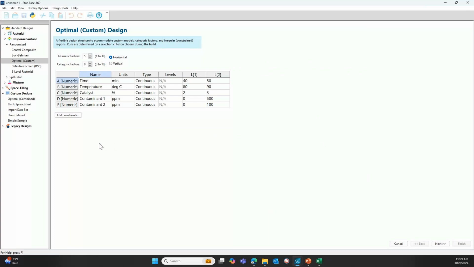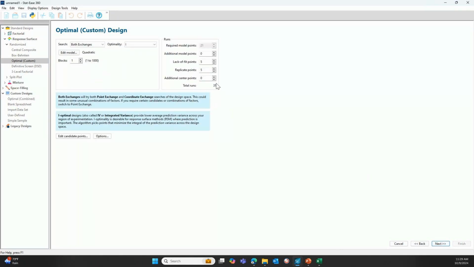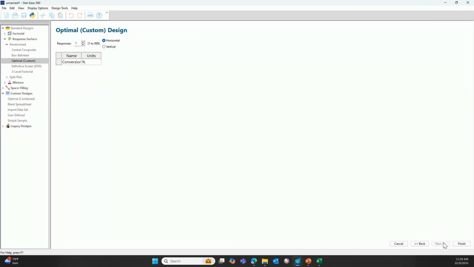So once again, it's going to be an optimal design within the response surface world. This one's just a little different now. We still have the time, temperature, and catalyst. But now I have two different contaminants, right? The first one, as before, goes from 0 to 500. And the second one we're going to introduce goes from 0 to 100, okay? So I will hit next. It's once again going to create a 31 run design. We'll go ahead and finish that up.